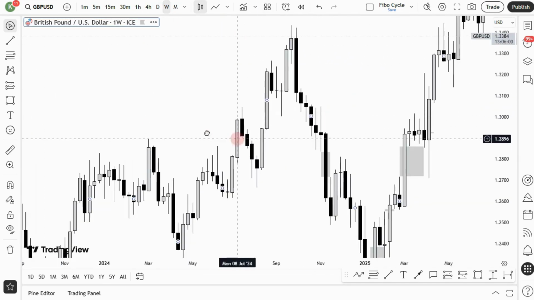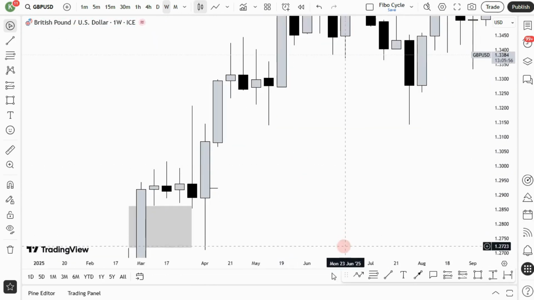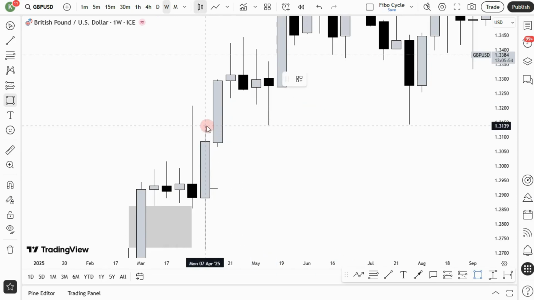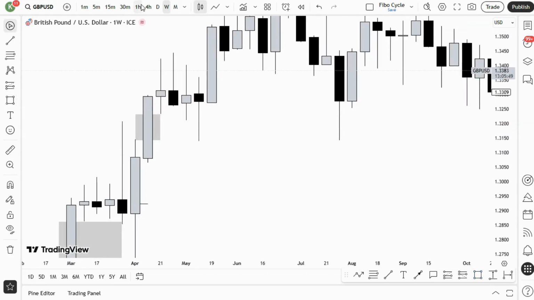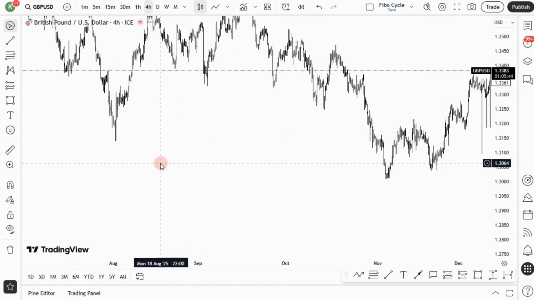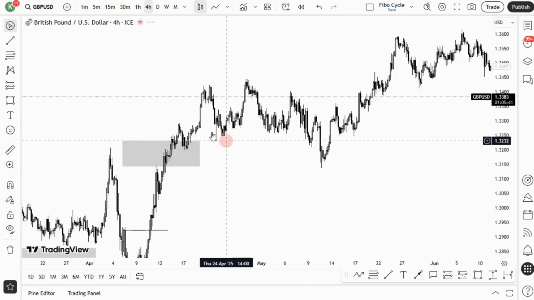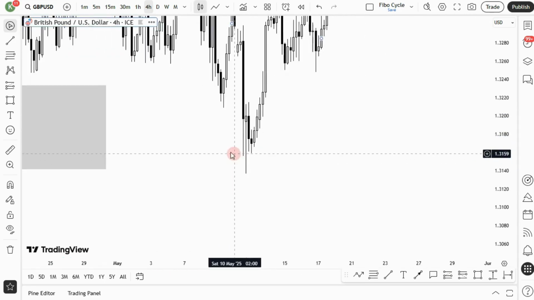Okay, let's go back to weekly. All right, we have another weekly fair value gap here, and price traded back into this weekly fair value gap. Okay, so let's see if we have an entry over here. So based on weekly, we can scale down to H4 to see if we have an entry, and you can see that price traded back in this area.